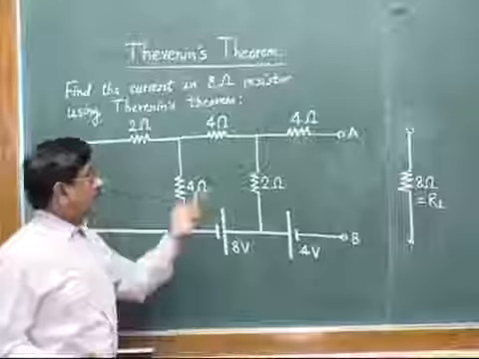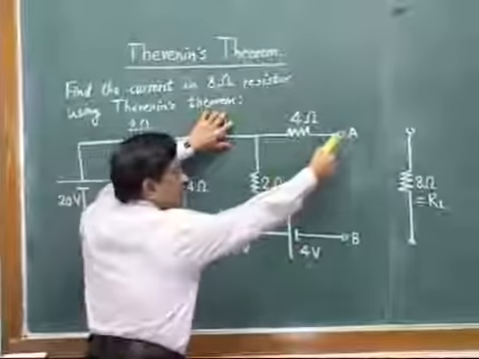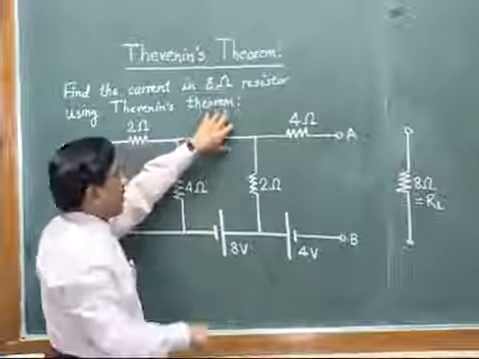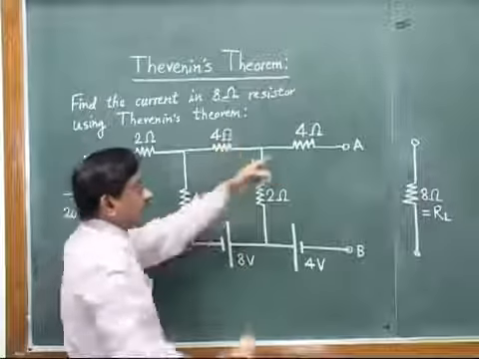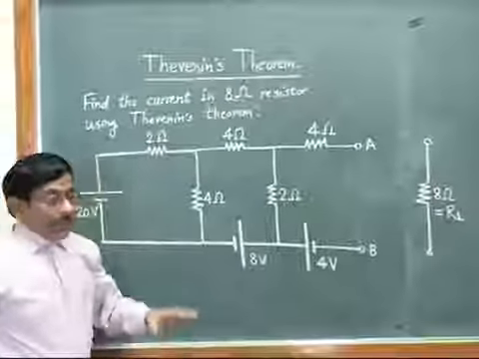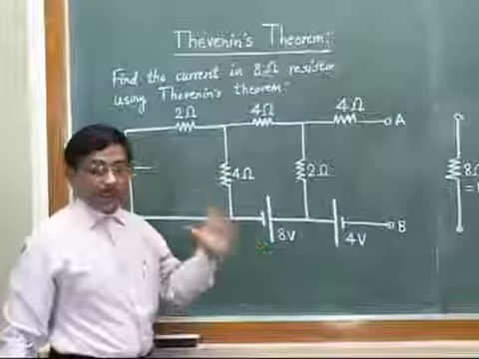If your problem would have been to find current in this 4 ohm resistor, what we would have done? This 8 ohm would have been at the same place. However, we would have removed the 4 ohm and we would have marked the open terminals as A and B. So this is the main idea, that it is a problem specific type of theorem.